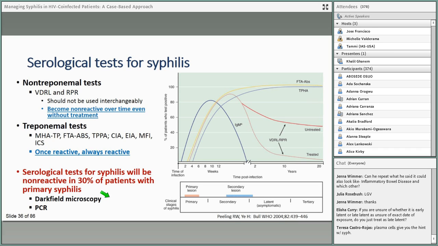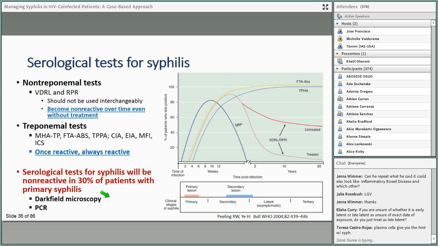Remember, these are antibodies, and it takes several weeks for antibodies to be produced by the body. And so because these tests are antibody-based tests, they will, in some patients, be negative, particularly in early primary syphilis. So 30% of patients with early primary syphilis can come in, have a beautiful ulcer, but their serologies in 30% of the cases will be non-reactive.